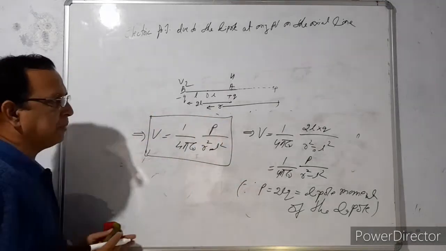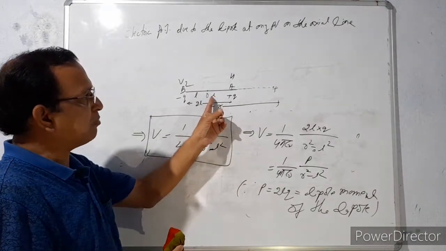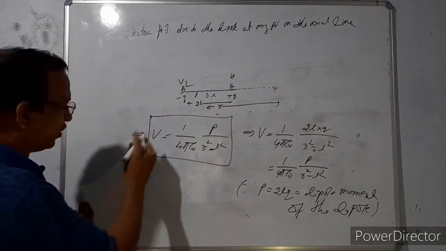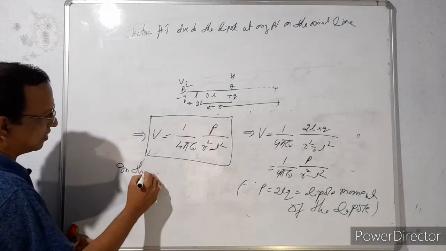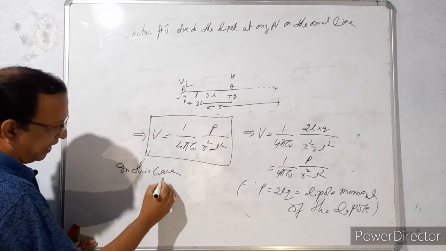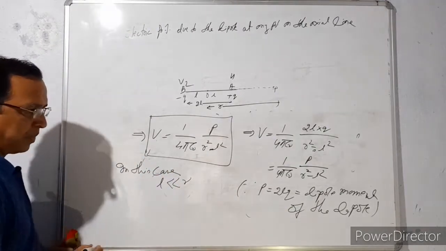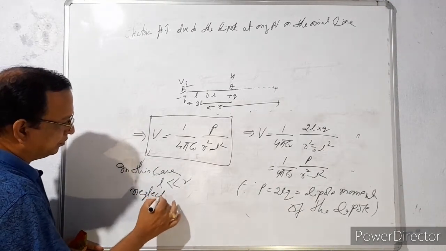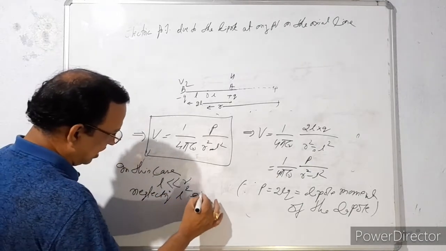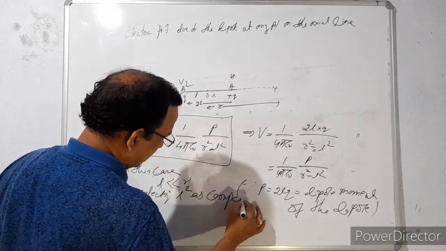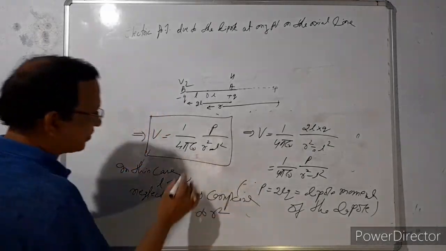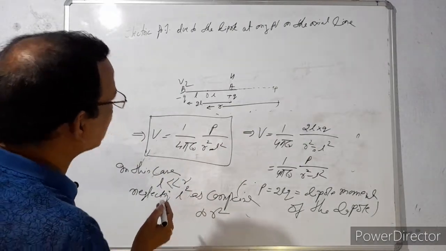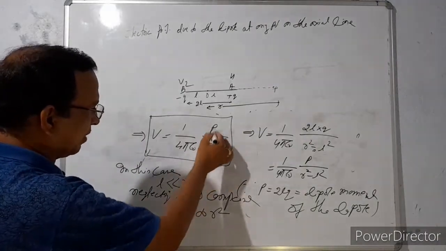But in case of the dipole, L is very small as compared to R. P may be at this point, so R is very much greater. So in this case, L is very much less than R, so neglecting L square as compared to R square, that is P by R square.